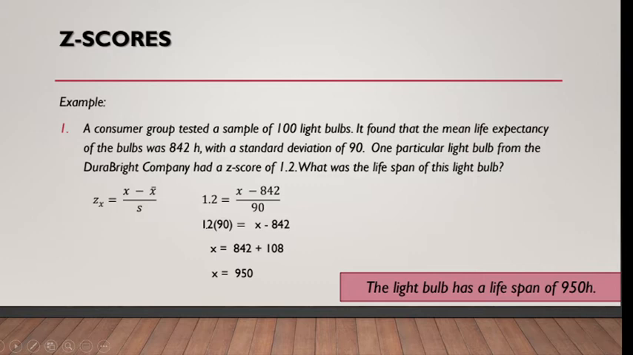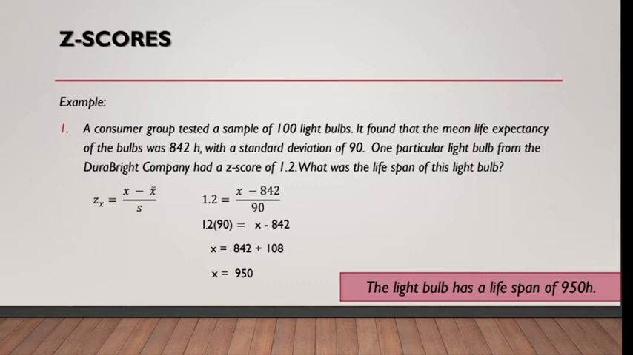So cross multiply: 1.2 times 90 is equal to 108. Then transpose, so x is equal to 842 plus 108, which is x equals 950. So the light bulb has a lifespan of 950 hours.